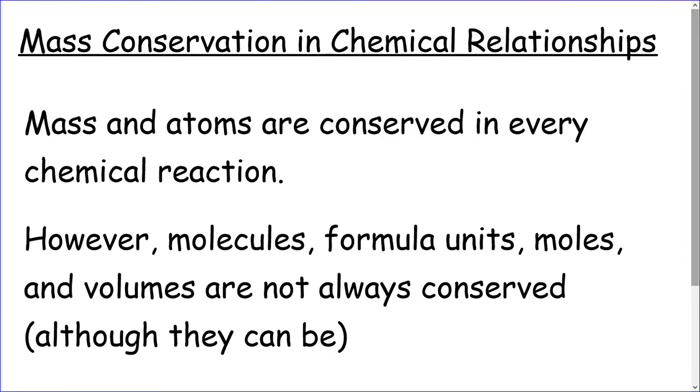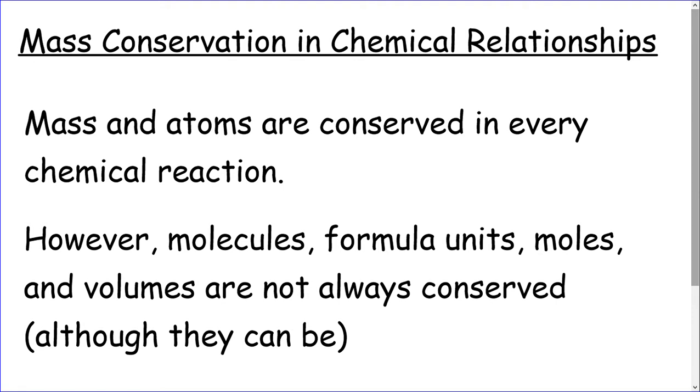So after that, we've got the mass and conservation in chemical relationships. Mass and atoms are conserved in every chemical reaction. The other ones are not. When we went through that list of 5 different things there, the same amount of mass is in the reactants as it is in the products, and we did the same thing with counting atoms.